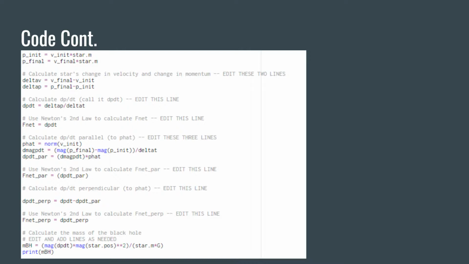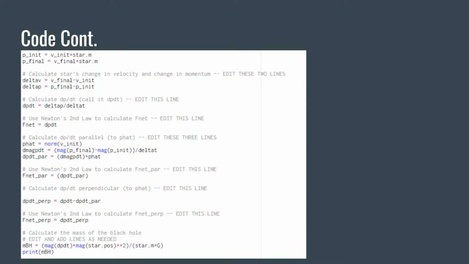For my code continued, P initial is equal to V initial times mass because momentum is equal to velocity times mass. And then same for P final. And then the change in velocity is V final subtracted by V initial, same with delta P. Delta P dt is just the change in momentum over the change in time. F net is equal to delta P delta T due to Newton's second law. P hat is equal to norm V initial, and the rest goes through there.